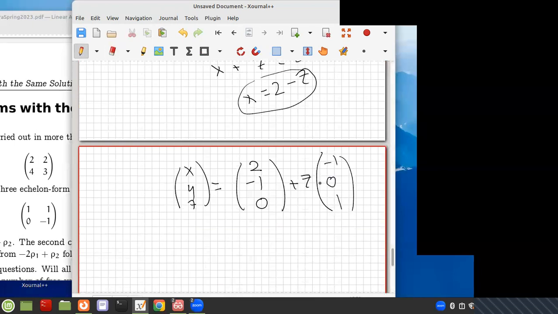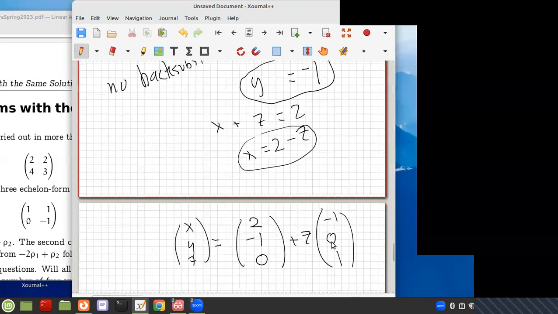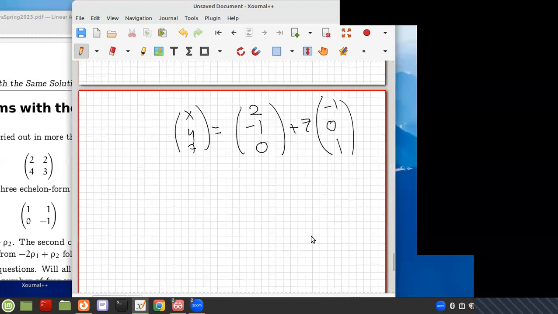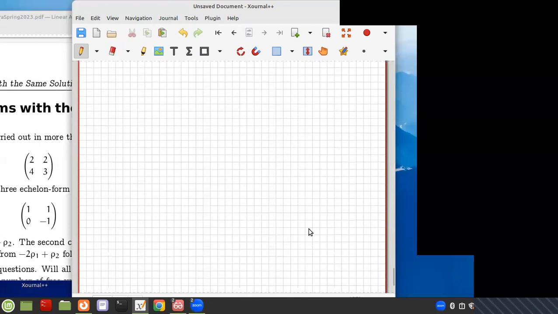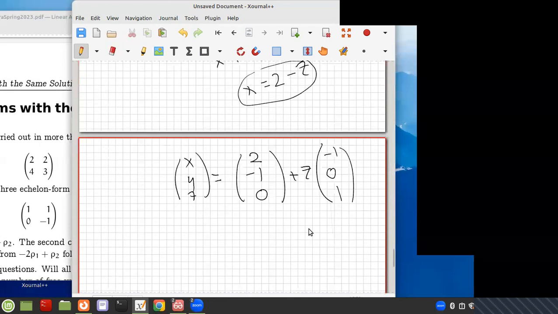0, and 1, because this is the free variable, z equals 0 plus z equals 0. I'm sorry about that. What's weird is there's a little bump here. Oh, there it is. The cursor went up, but I perceived it as being on the page. It was weird. Okay, sorry about that.